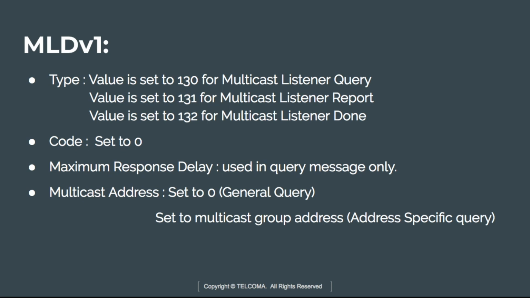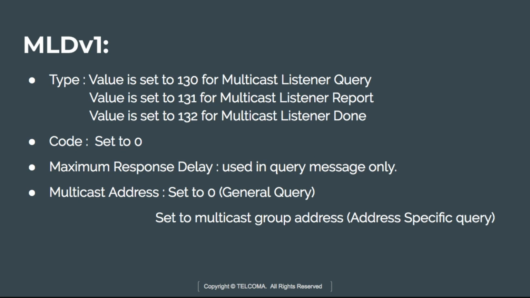If it contains a value of 130, it is used by an IPv6 router to query which multicast addresses have listeners over a link. There are two types of queries here. One is the general query and the next one is the address specific query. A general query determines the multicast addresses that have listeners on a link. It means the listener is present on the link, and we have to find out its multicast address.